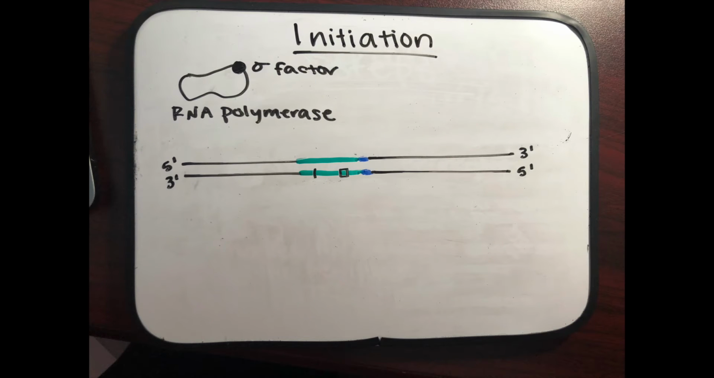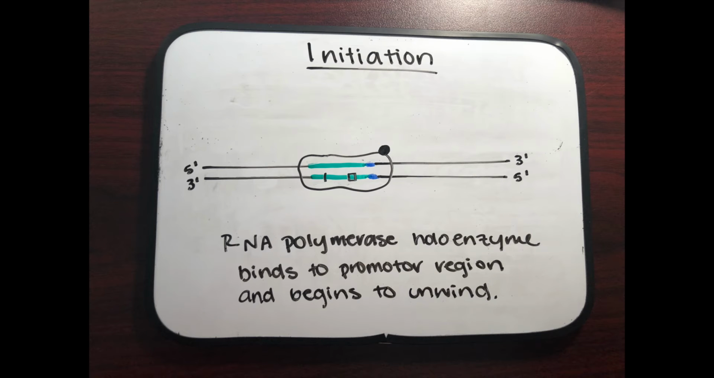RNA polymerase is used for all prokaryotic DNA replication because it has multiple parts. The sigma factor on the polymerase is what is attracted to the promoter region. Once the polymerase binds to this promoter region, it begins to unwind the DNA.